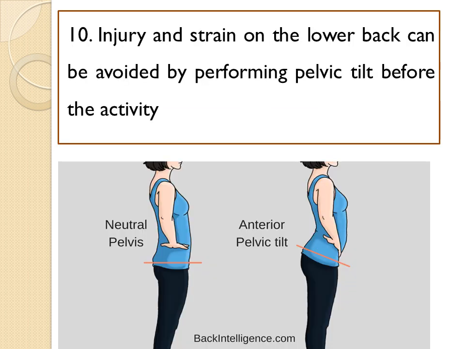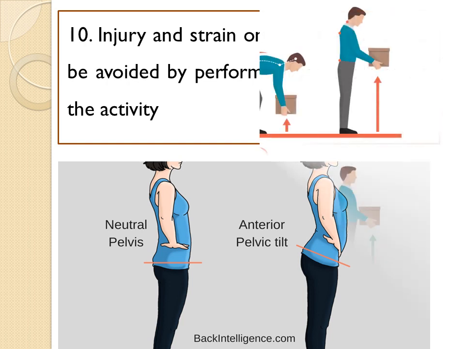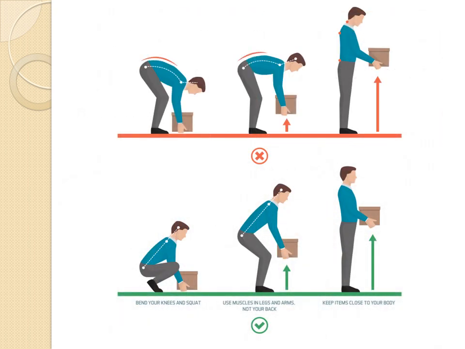Then the tenth principle: injury and strain on the lower back can be avoided by performing a pelvic tilt before the activity. First you have to understand what a pelvic tilt is. In the picture, one side is a normal pelvis whereas the other side is a pelvic tilt. That means whenever you are going to perform any activity, you have to tilt your pelvis a little bit, and then start the activity. This picture I have already explained.